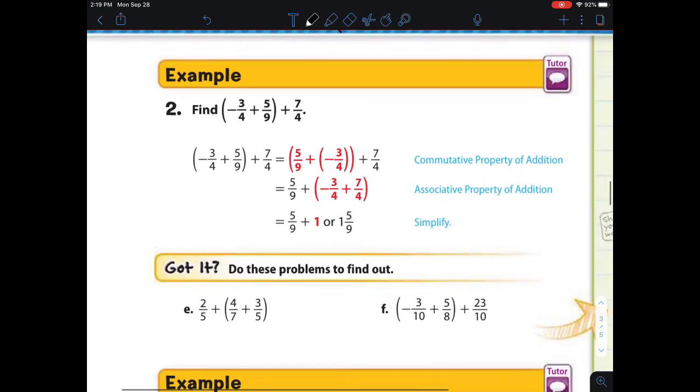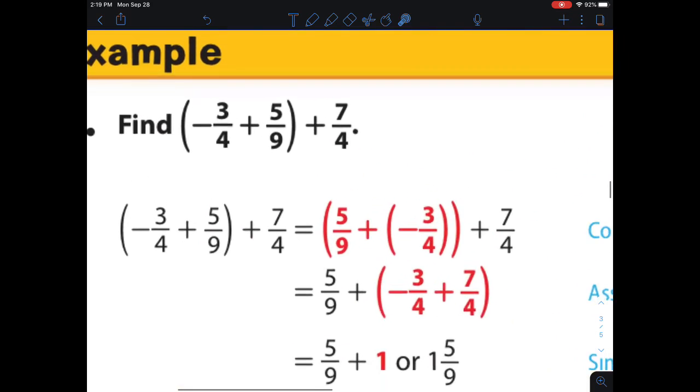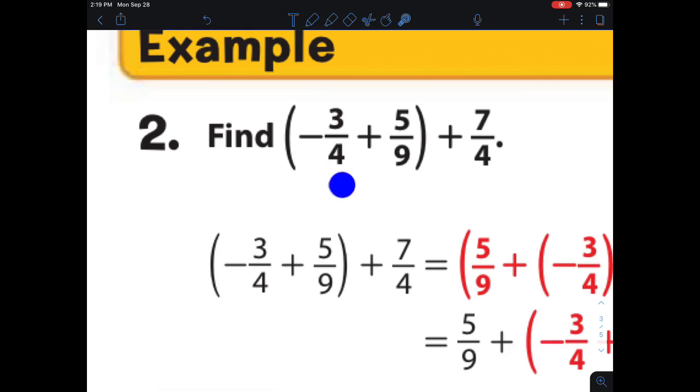So let's take a look at example number 2. Find negative 3/4 plus 5/9 plus 7/4. If you notice, in this particular problem, you have negative 3/4 and 7/4 with the same denominator. So we can add those two before we take care of 5 over 9. So we want to group negative 3/4 and 7/4 together.